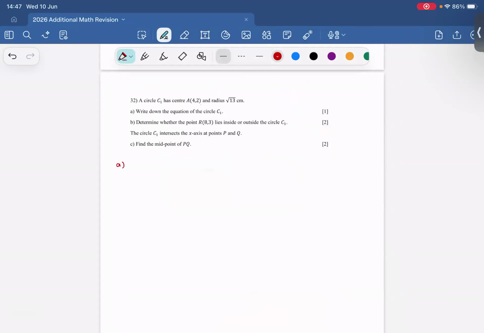Okay, so since the center is (4, 2) and the radius is square root 13, we know that we can write it as (x minus 4) squared plus (y minus 2) squared equals square root 13 squared, which is just 13.